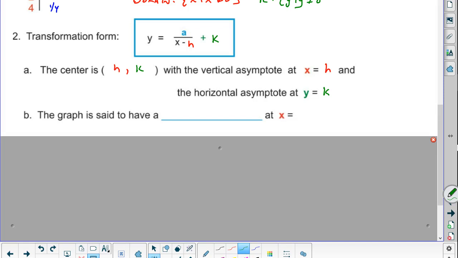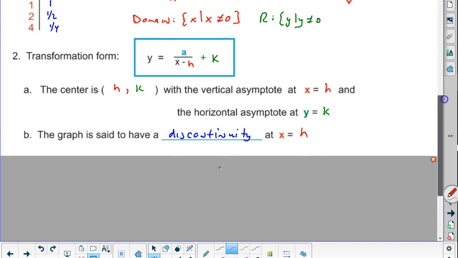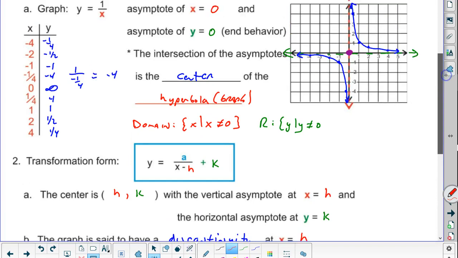All right. B, the graph is said to have a discontinuity. Discontinuity. And I hope I spell this right. Discontinuity at x equals h, at the asymptote. A discontinuity. Okay, what do we mean by discontinuity?